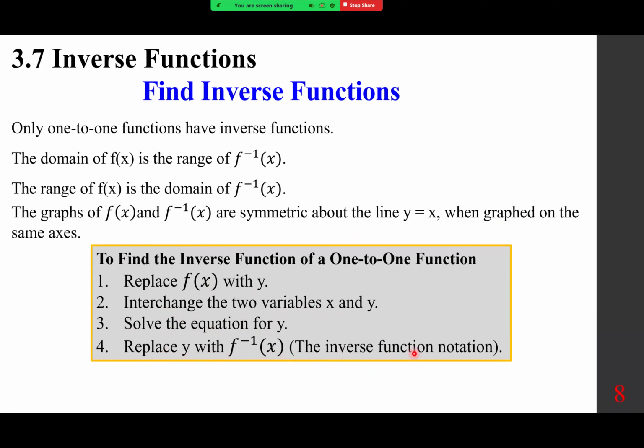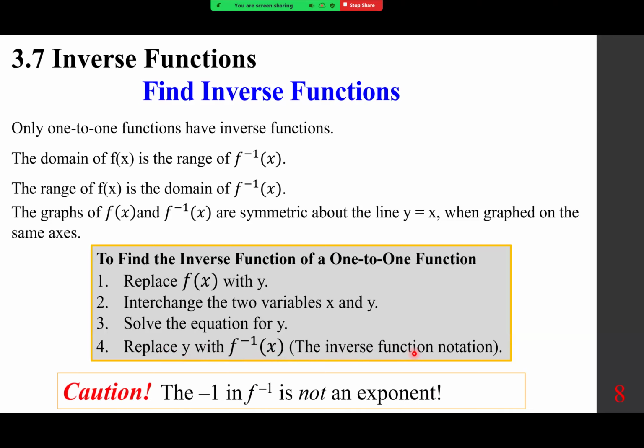The inverse function notation, again, this negative one in f to the power of negative one is not an exponent. This is read f inverse. So f inverse of x, that is extremely important to know and pay attention to, everybody. So we don't want to mix them up.